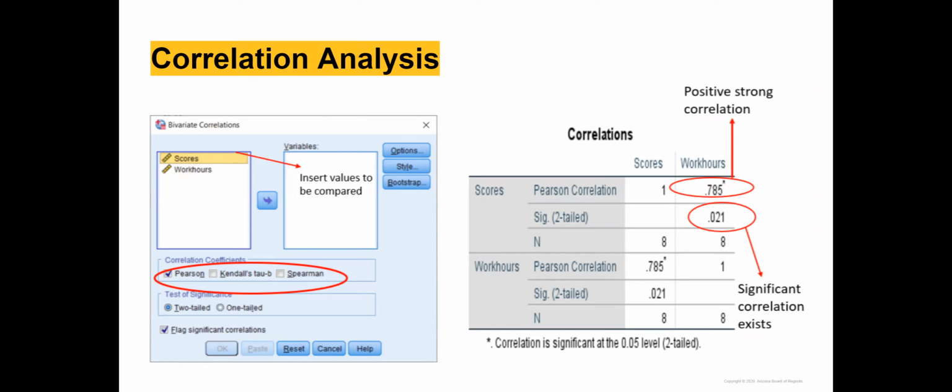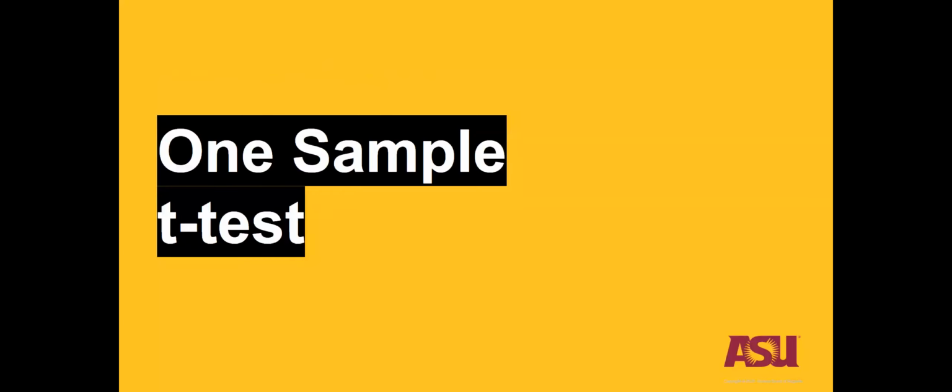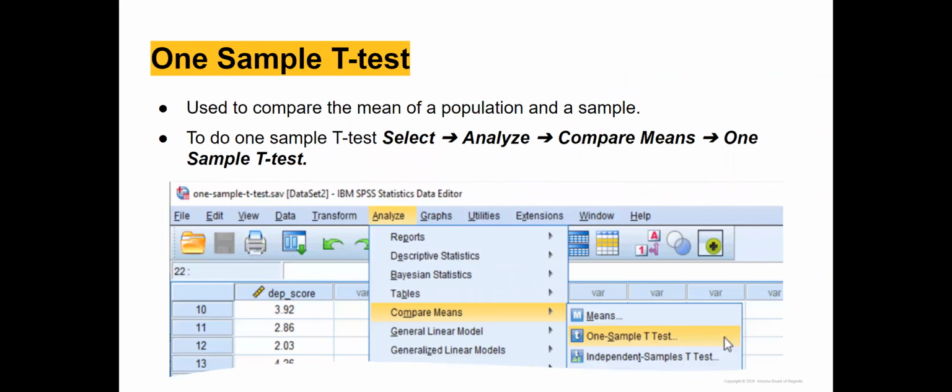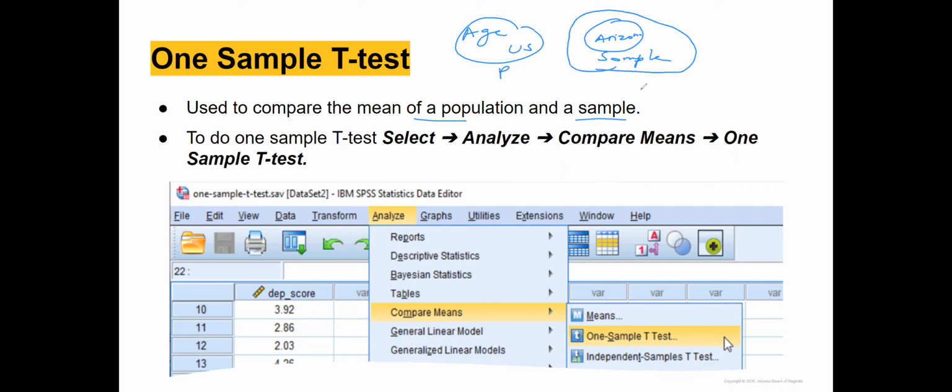Now let's jump to some tests which we can perform. Let's start with a simple t-test. This is the one sample t-test. This is used to compare the mean of a population and a sample. Let's say you have the age of the entire US, and that's the population for you, and then you have Arizona as the sample. If you want to compare whether the average age of Arizona people is similar to the population or not, you can do this by one sample t-test.